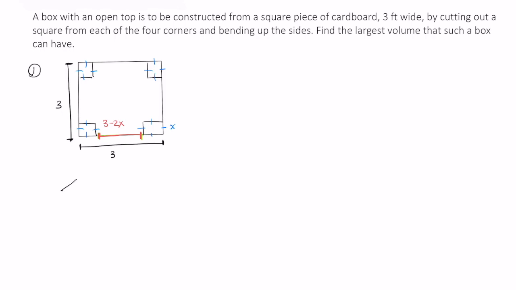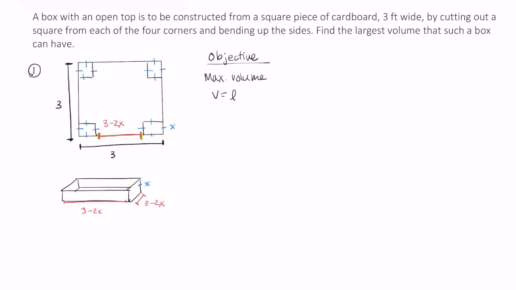Now, what is this box going to look like once it's folded up? It should look like this, where this is x, and here I have 3 minus 2x, and then here I also have 3 minus 2x. This will be a great start to find our objective, and our objective is to maximize volume, and volume is given by length times width times height. And the constraint, which we can see from this sketch especially, is that the length is equal to the width. So the length equals the width equals 3 minus 2x, and the height equals x.